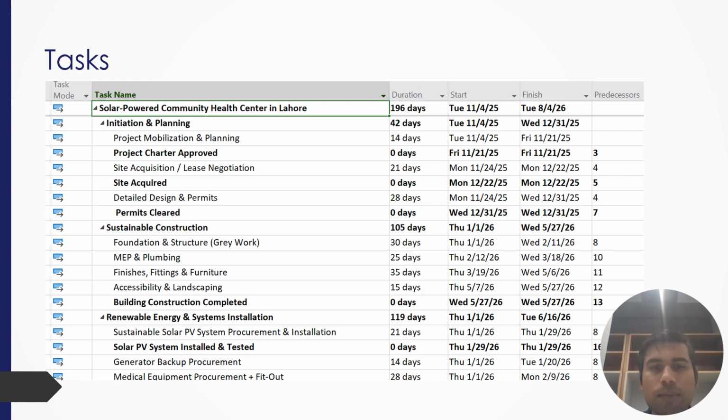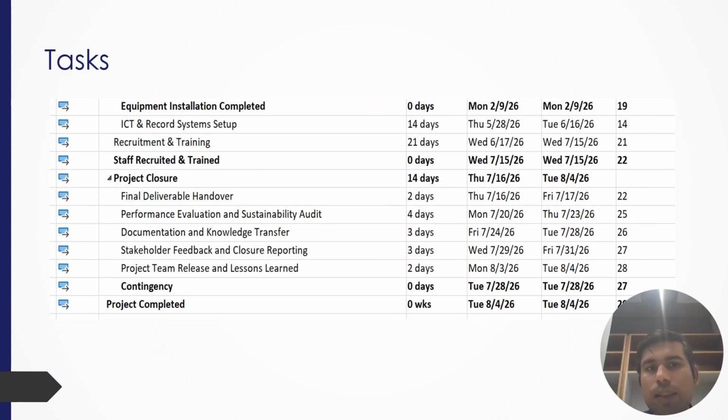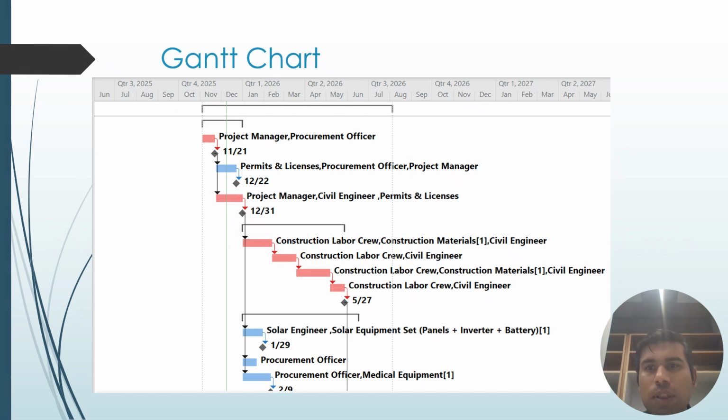And this is another picture of the task. And I also discussed all the things in my previous slides. Now I am moving to my next slide about the Gantt chart.